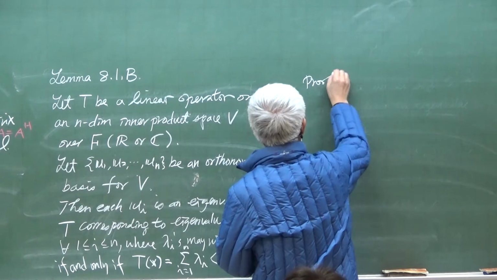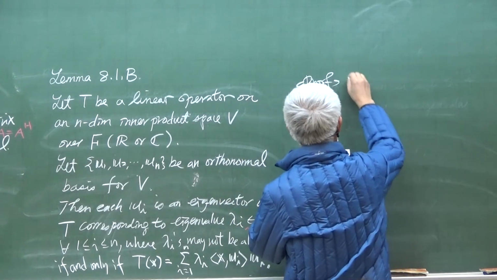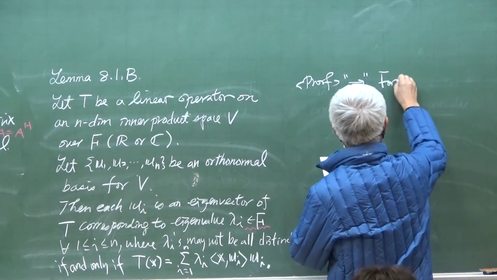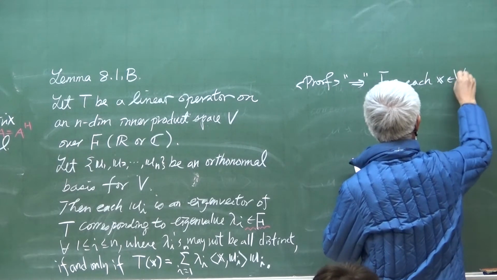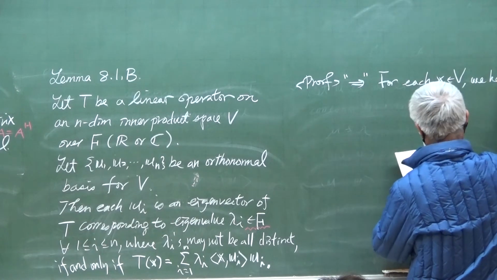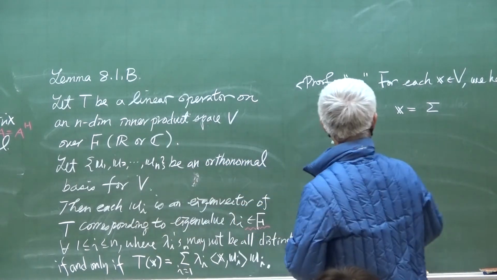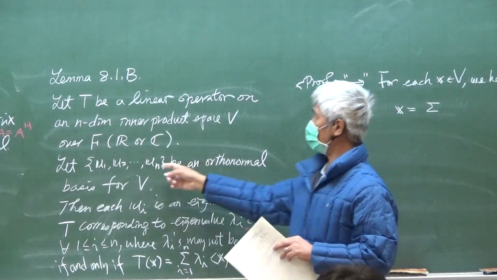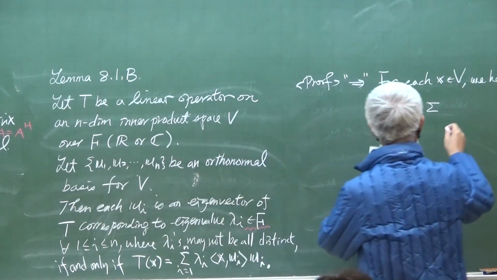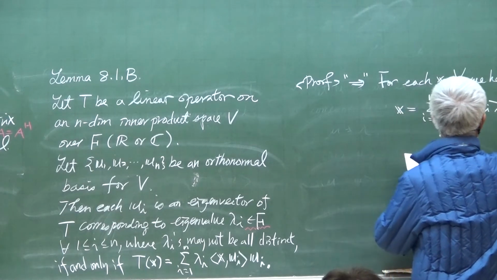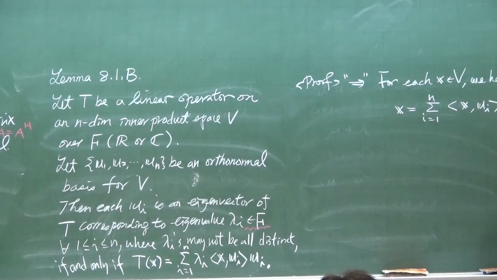Alright, so we give a proof. Consider the forward direction. Suppose we have an orthonormal eigenbasis. Now, for each vector x in the inner product space, because this is an orthonormal basis, x can be represented as a linear combination of u1, u2, up to un, and the coefficient can be determined easily. It's the inner product of x and ui. So basically, this is the projection.